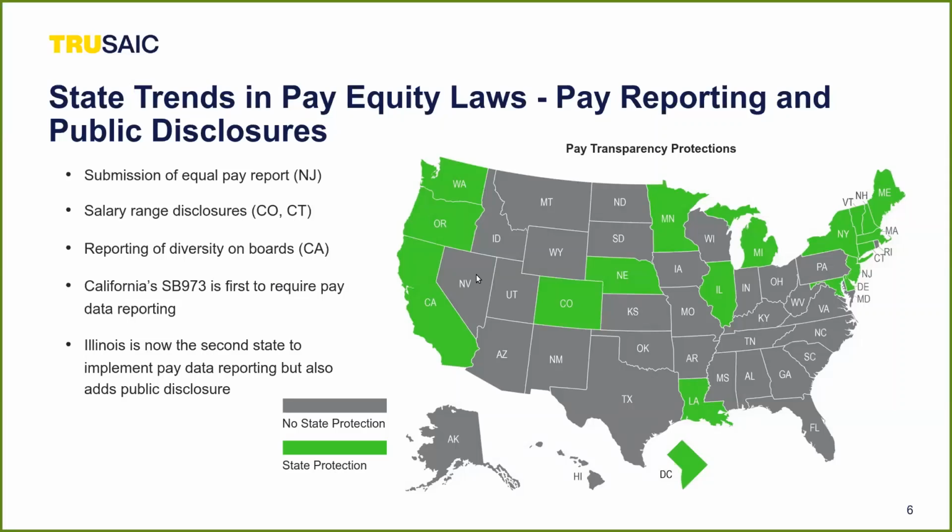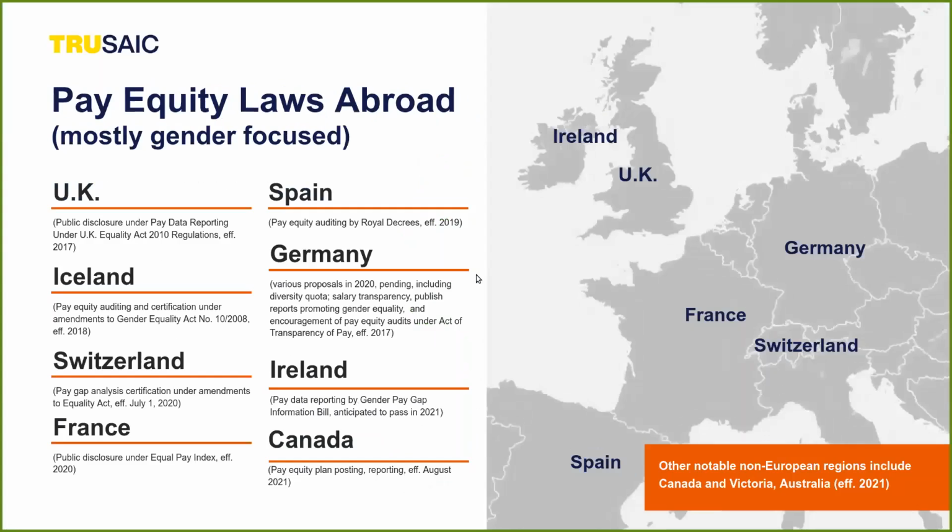Similarly, that has gone into effect for Illinois too. So it's now the second state to implement pay data reporting, and it also adds public disclosure, which the California legislation does not. All right, so that's going from the federal to the state.